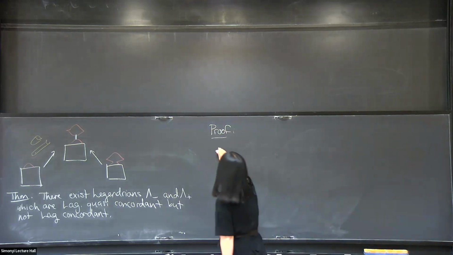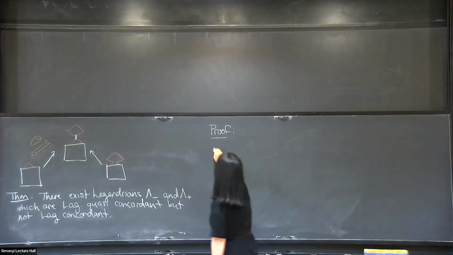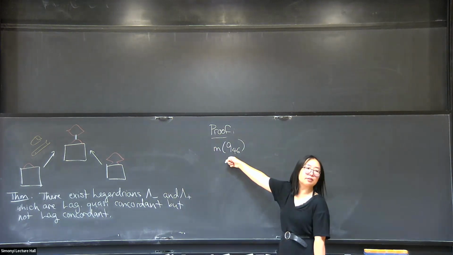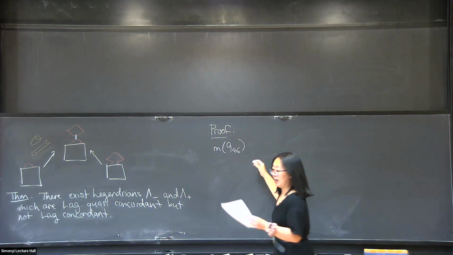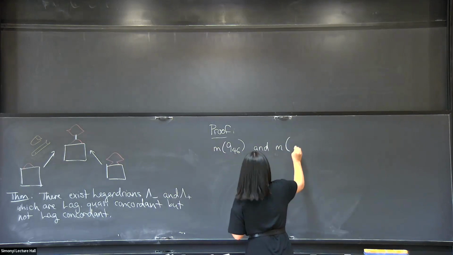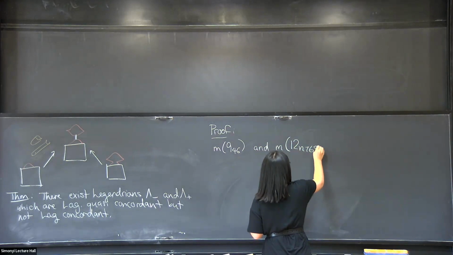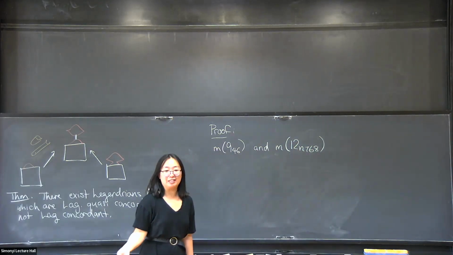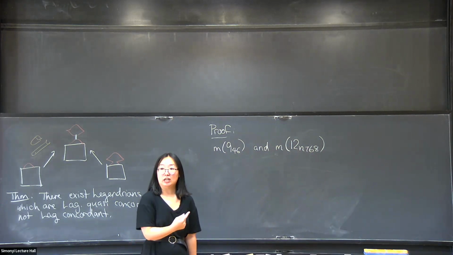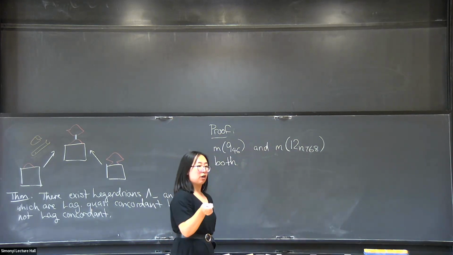So let me consider two particular Legendrian knots. The knots that I care about here are the max TB representative of the mirror 946 knot, and the max TB representative of the 12 non-alternating 768 knot. You don't really have to care about what these knots look like. I just want to write them down. But the point is that these are both slice knots. Not just slice, they're both Lagrangian slice.